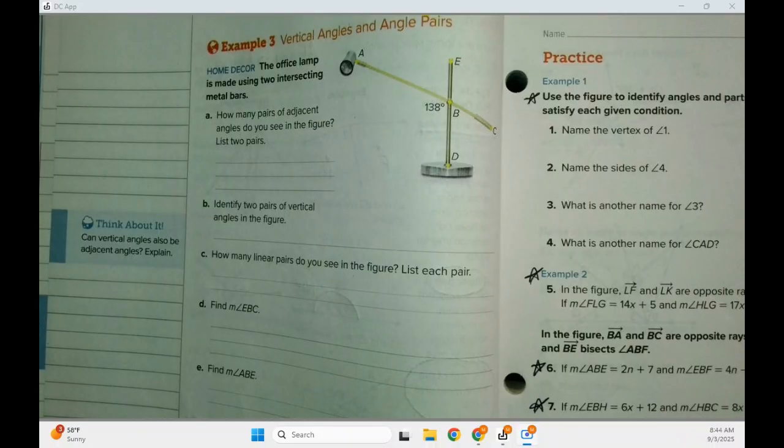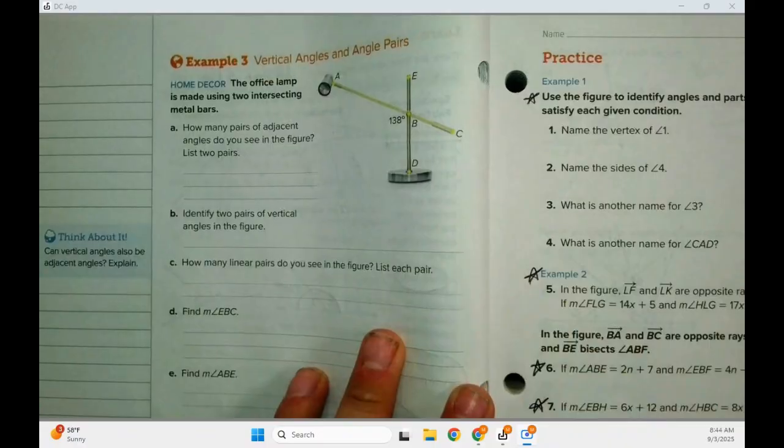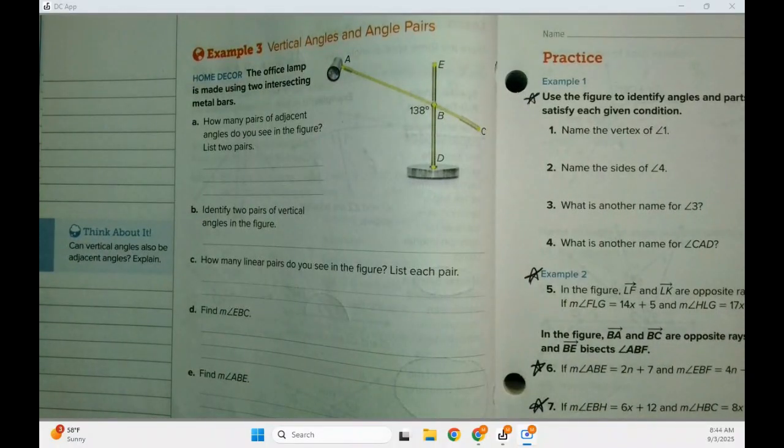What is your guess? How many adjacent angle pairs do we have? Four. Yeah. So if we think about it, adjacent angles are just 2 angles that are stacked on top of each other, next to each other.